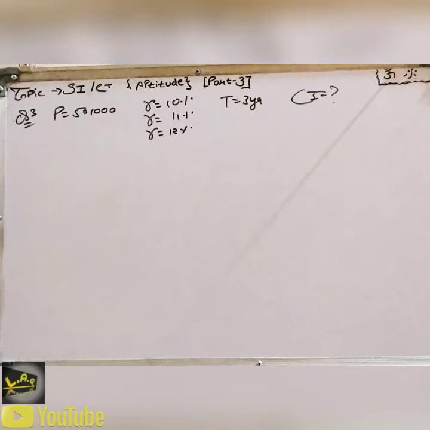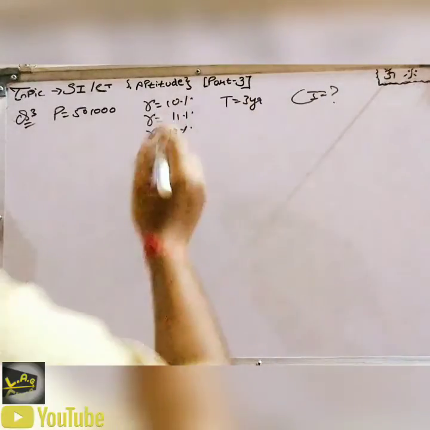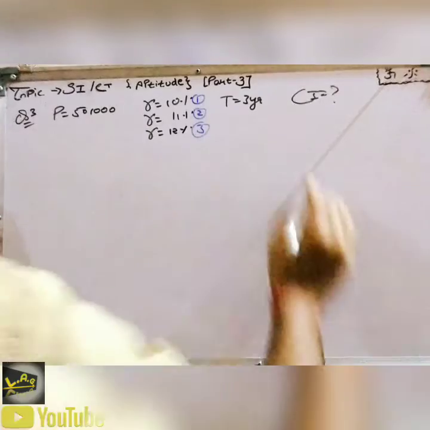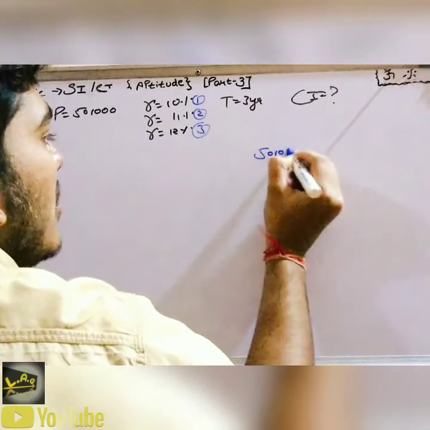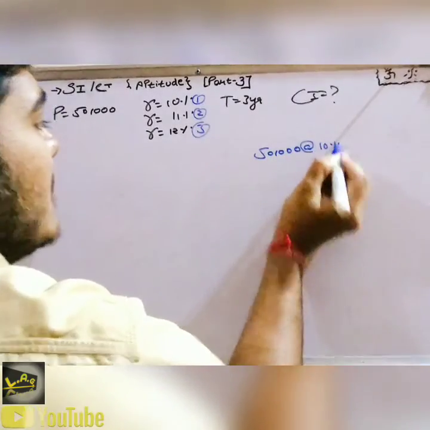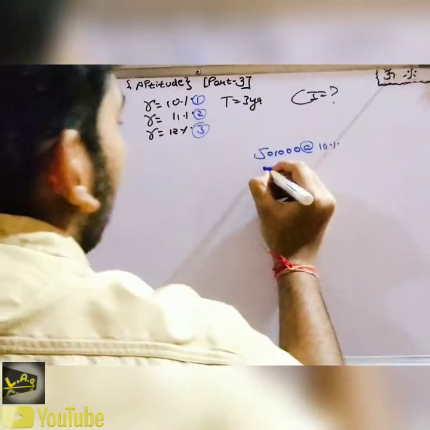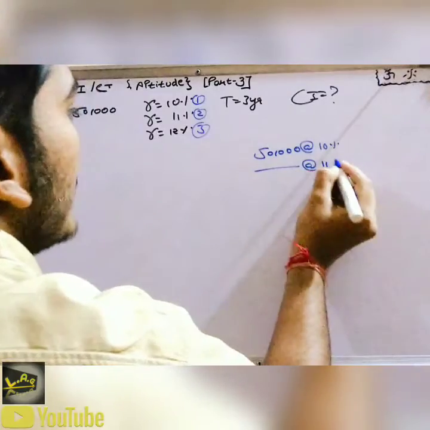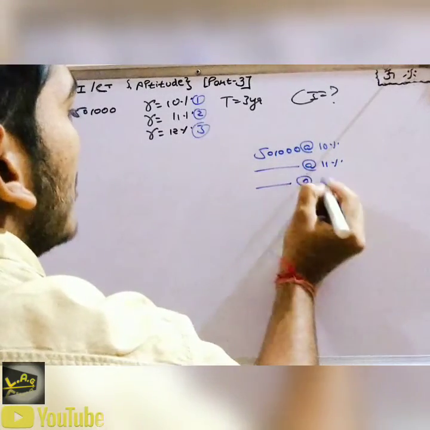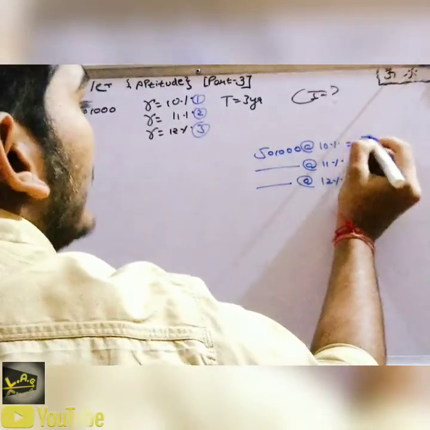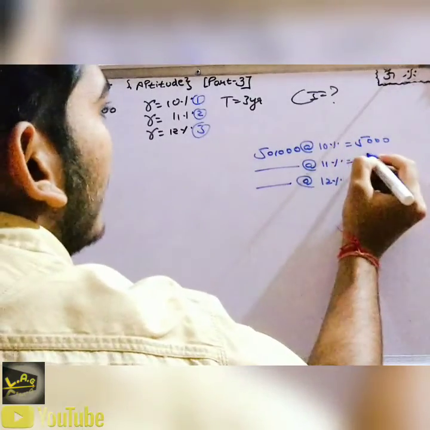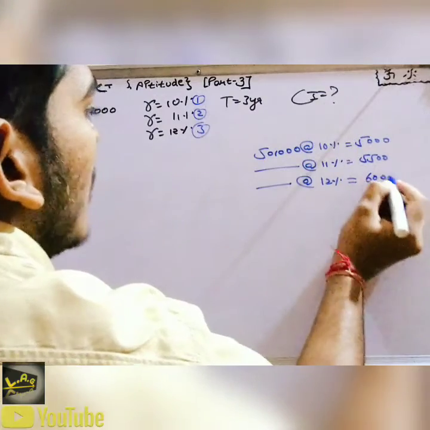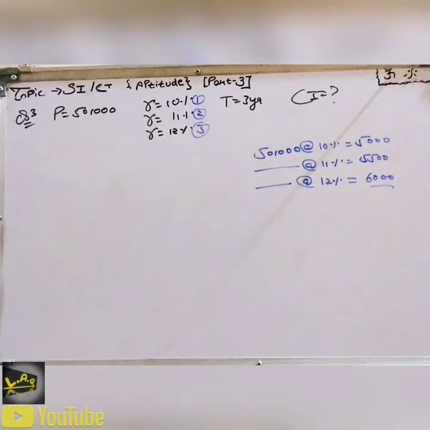Now this is for the first year, this is for the second year, and this is for the third year, as you all know. So 50,000 at the rate 10%, right? And 50,000 same as well, you have got at the rate 11%, at the rate 12%. So it's got 5,000, it's got 5,500, and it's got 6,000. You have got this.